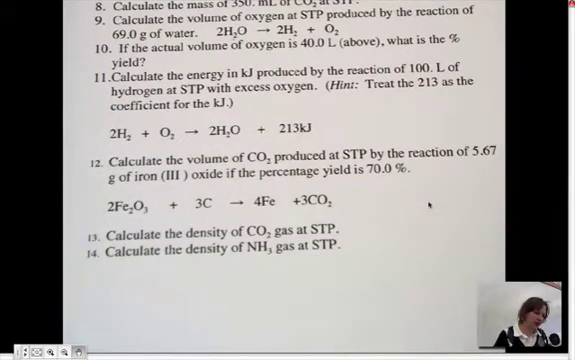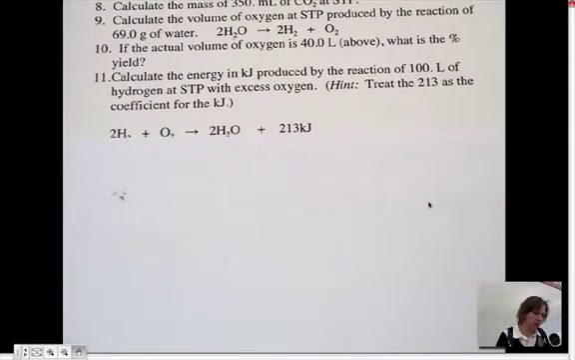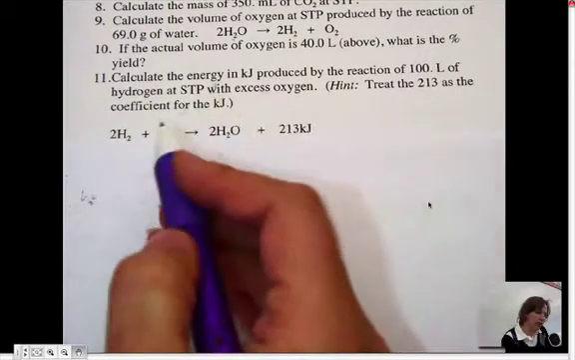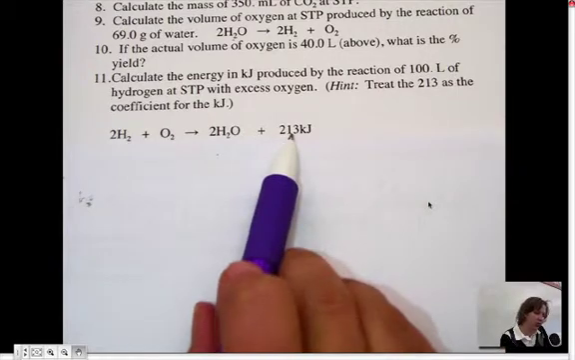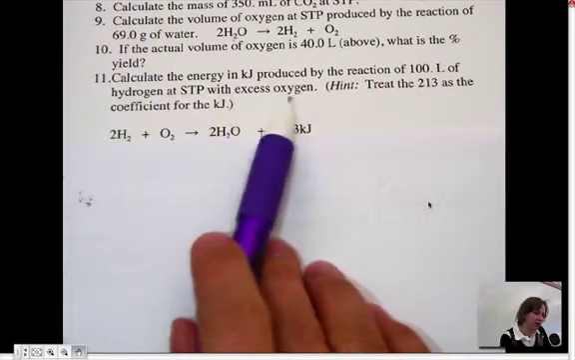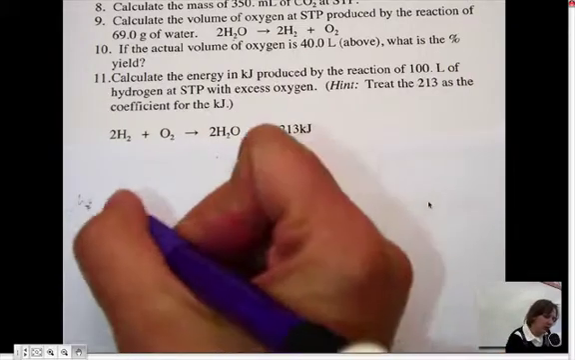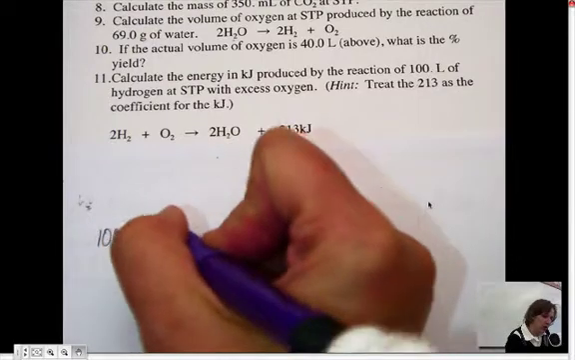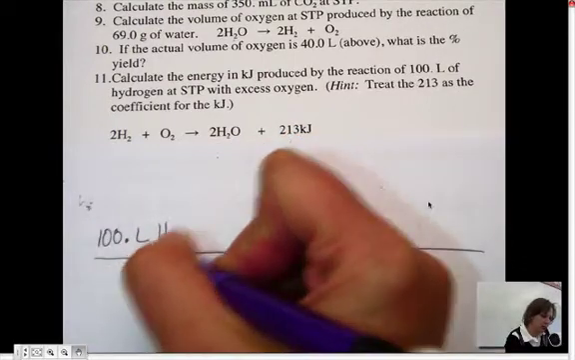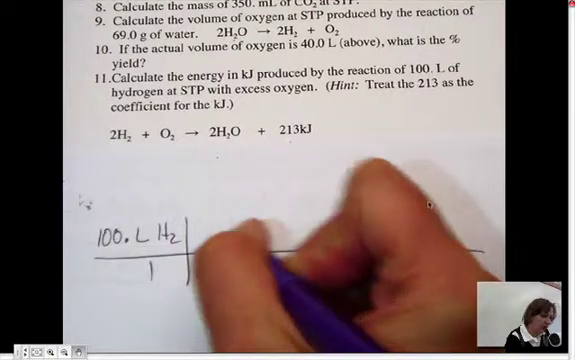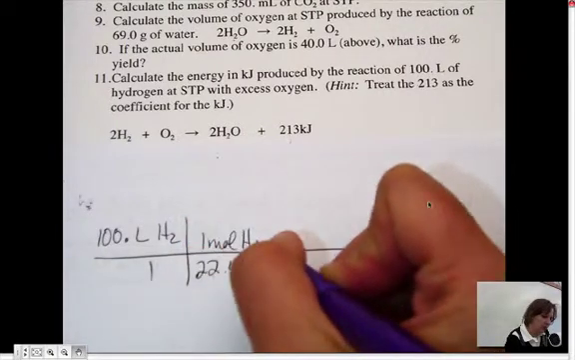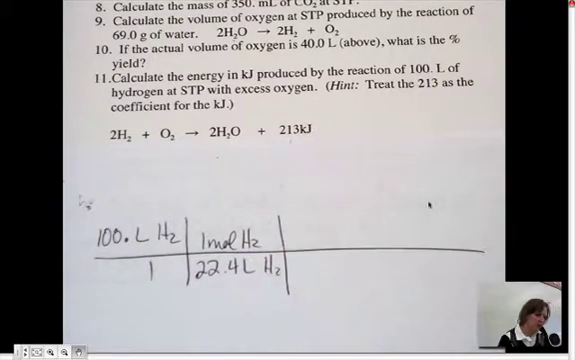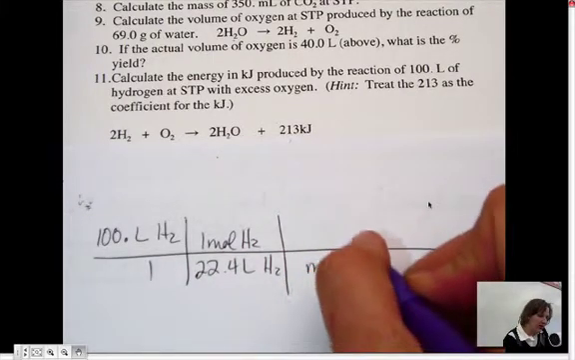Let's do number 11. I liked this number 11 problem. On number 11, calculate the energy in kilojoules produced by the reaction of 100 liters of hydrogen at STP with excess oxygen. So what you're going to do is take your given 100 liters hydrogen, 22.4 liters for every 1 mole. And then what comes next? Mole ratio. Moles of hydrogen on the bottom.